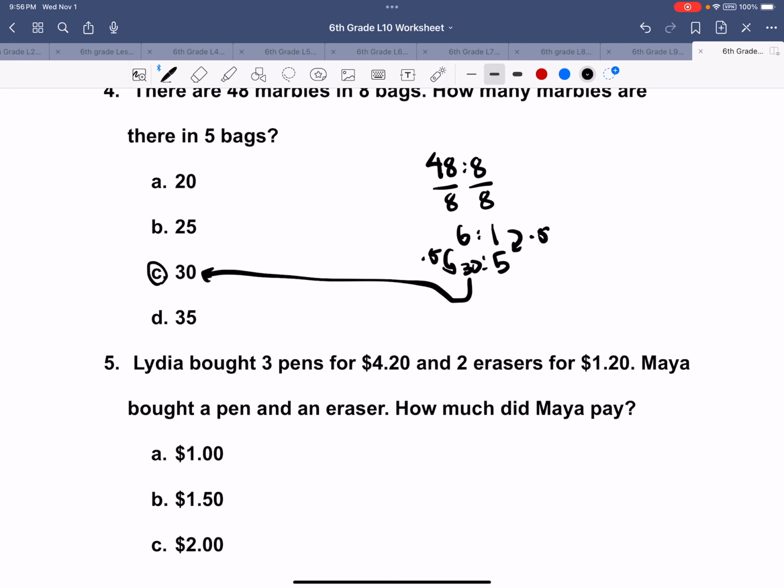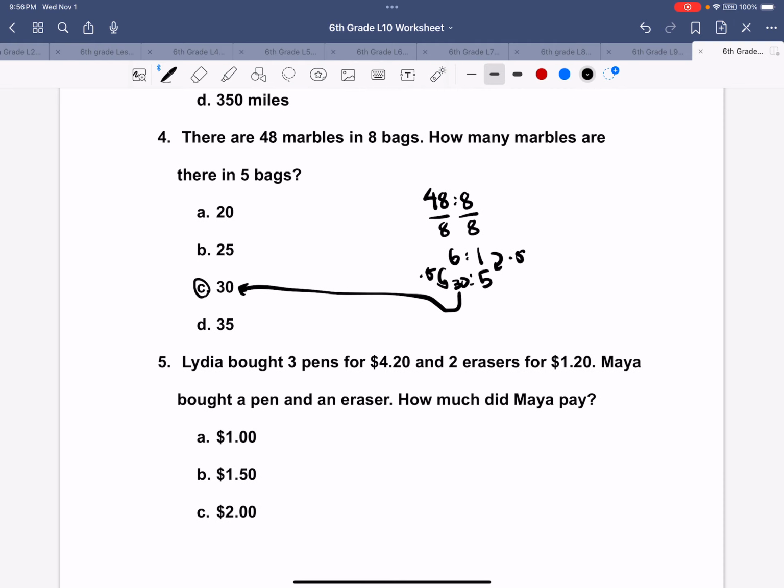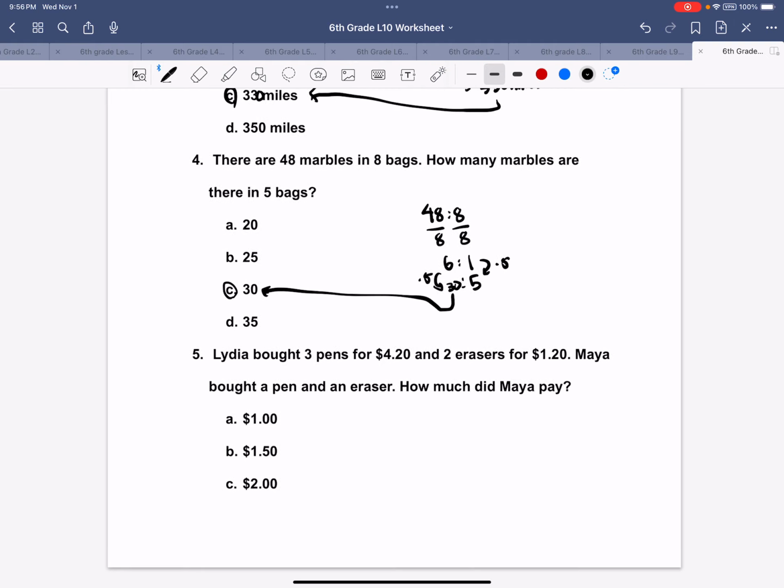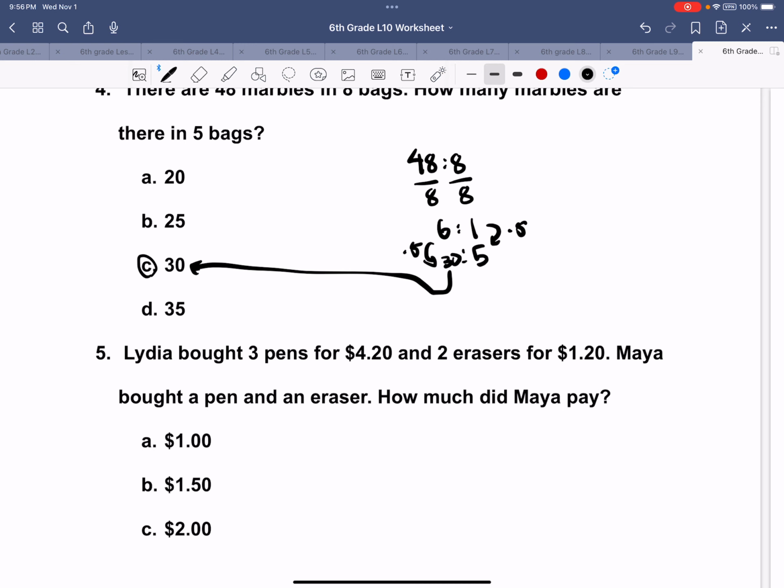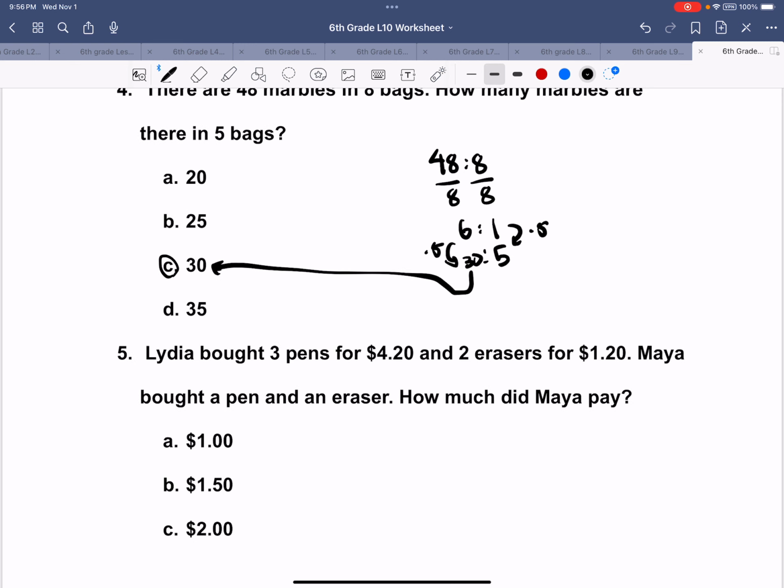Lydia bought 3 pens for $4.20 and 2 erasers for $1.20. Maya bought a pen and an eraser. How much did Maya pay?